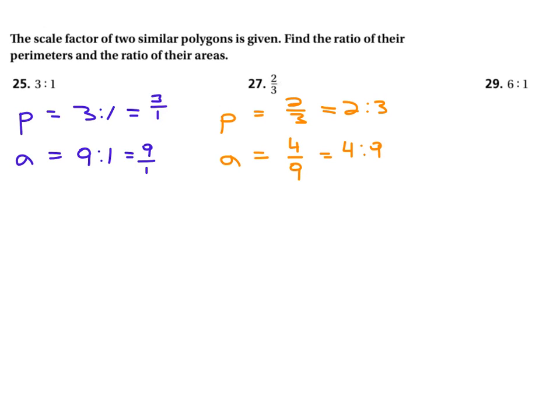You could write it as, well, the ratio is going to be the same as the scale factor, so that's a 6 to 1. So the perimeter will be 6 to 1. You could write that as 6 to 1 in words. Okay, and then the area ratio is the square of that, or 36 to 1. Yeah, all of those are equivalent forms of saying the same thing.